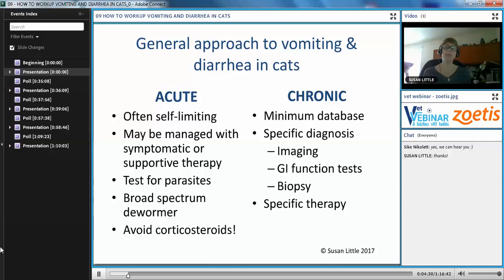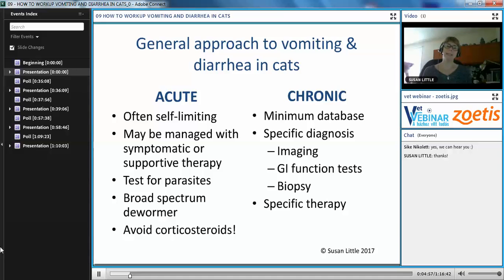So if we haven't done some of those initial diagnostics, like a minimum database, which we'll talk about in a minute, then that's where we start to do some of those things. And then we're going to go through some of the more specific or advanced tests. We'll talk about imaging, gastrointestinal function tests. We'll talk about what biopsies might do for us, and then we'll talk a little bit about our therapeutic approaches for these as well.